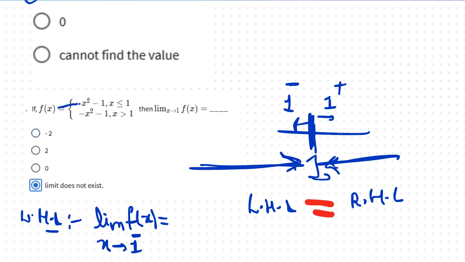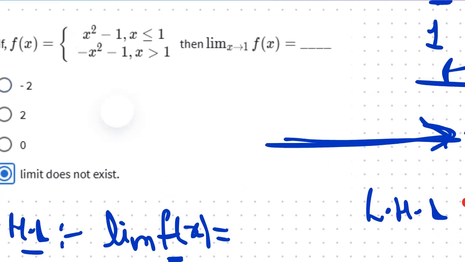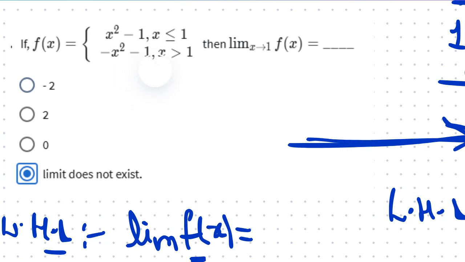See, f of x is equal to x square minus 1, but it is also minus x square minus 1. But what to consider? Second one, minus x square minus 1. It will be in RHL, because 1 is greater than x, it's greater than 1, right? So for less than 1 you have to consider this graph. x square minus 1 is for x less than or equal to 1.